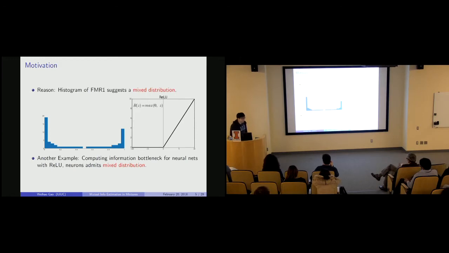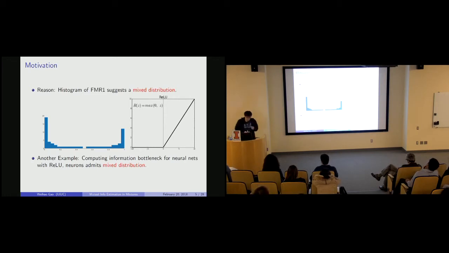But if we plot the histogram of the gene, we know the answer, because the histogram looks like the figure on the left. For some of the genes, the expression is 0, some is 1, because of quantization or something else. The others have some distribution between 0 and 1. So this suggests we study the mutual information for a mixed distribution.